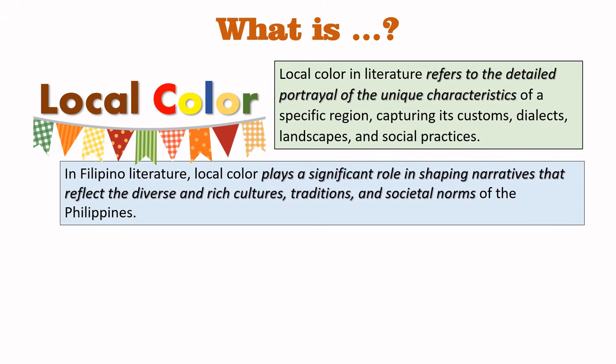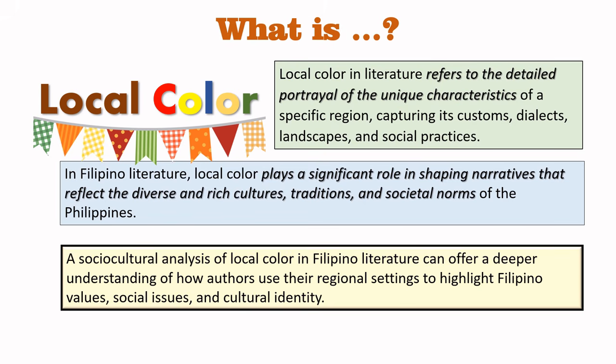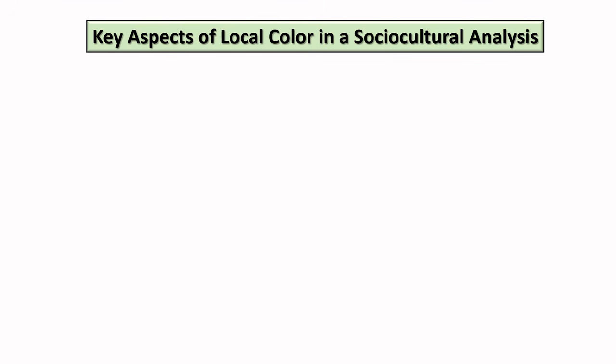In Filipino literature, local color plays a significant role in shaping narratives that reflect the diverse and rich cultures, traditions, and societal norms of the Philippines. A socio-cultural analysis of local color in Filipino literature can offer a deeper understanding of how authors use their regional settings to highlight Filipino values, social issues, and cultural identity. Here are the key aspects of local color in a socio-cultural analysis using Filipino literature as examples.